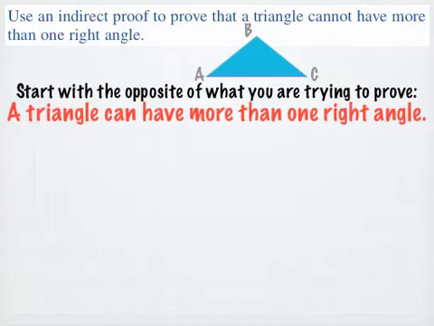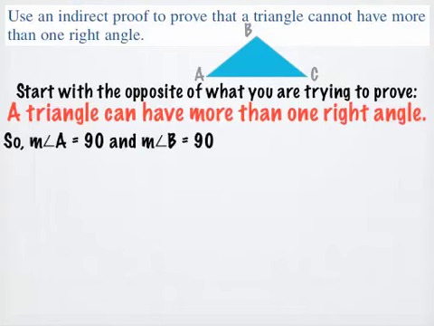There are several different angles you can choose, whichever you want to. For this example though, because I'm trying to show that a triangle can have more than one right angle, I'm going to say that the measure of angle A and the measure of angle B are both 90. That means that they're both right angles.